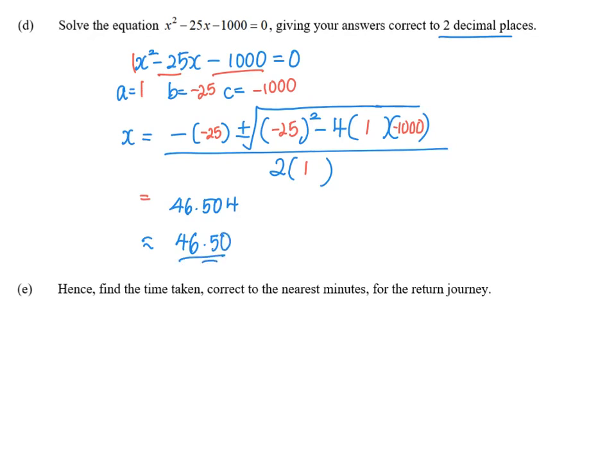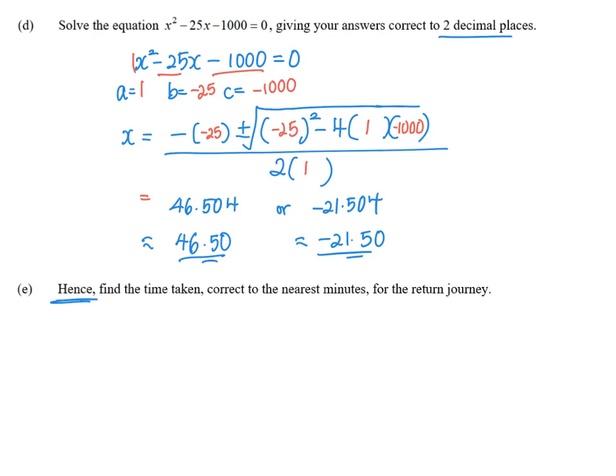46.50 in this case. Or the second answer is negative 21.504 and round off to negative 21.50. Okay, do not reject any answers yet because they ask us only to solve the question, we didn't use the numbers yet. But for part E, the question asks us to hence. That means out of these two answers, I will need to choose one of the possible answers.